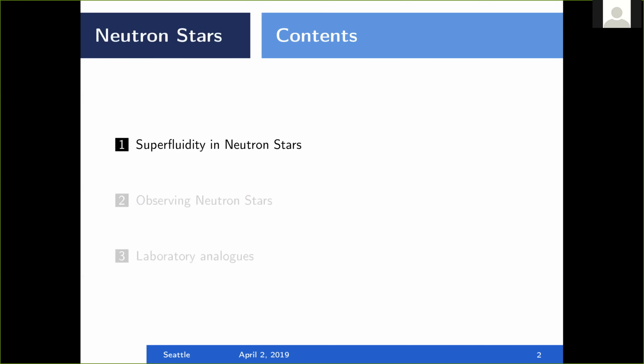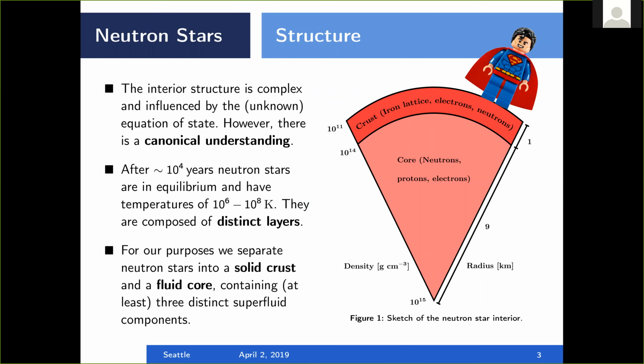Okay, so when I talk about a neutron star, typically when I model these objects, what I have in mind is a picture like this. We don't exactly know what the different layers in the neutron star are and where the individual layers start and stop, because that depends on the equation of state of very dense matter, and we don't have well-known information about that. So we have this canonical understanding that an equilibrium neutron star is something like 10 to the 4 years old, has something like 10 to the 6 to 10 to the 8 Kelvin, and has these distinct layers that have formed as the star has cooled.